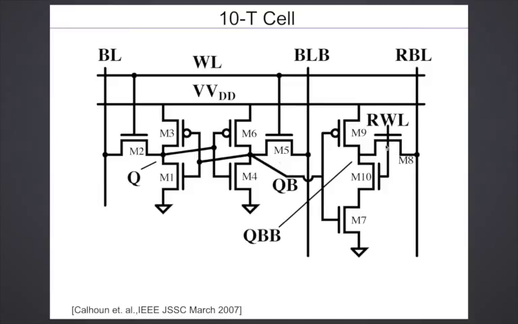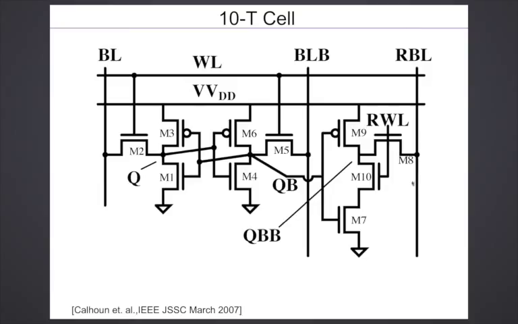So the read buffer, if you see the read word line and M7, M8, M7 and M8 are the same as in the 8T cell. Right? There is a separate read buffer. But in addition, they have a transistor M10. M10 is there so that when the read word line is 0, that means the cell is not accessed, I don't pull down the current in the bit line.